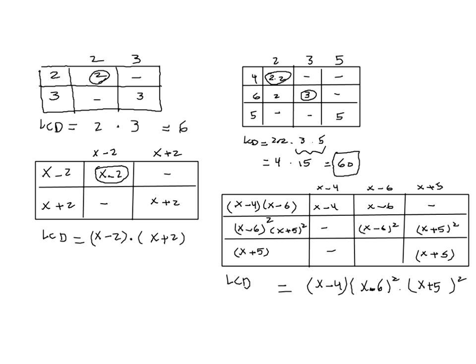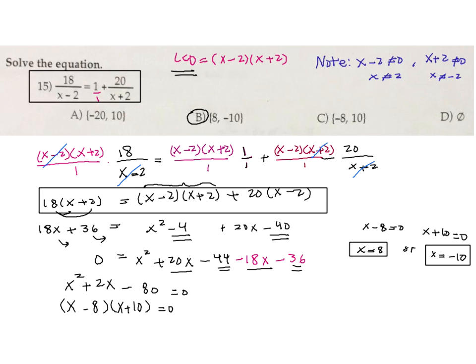So just like dealing with whole numbers, here we have expressions when you factor them, and that's why the LCD among x minus 2 and x plus 2 would be x minus 2 times x plus 2.